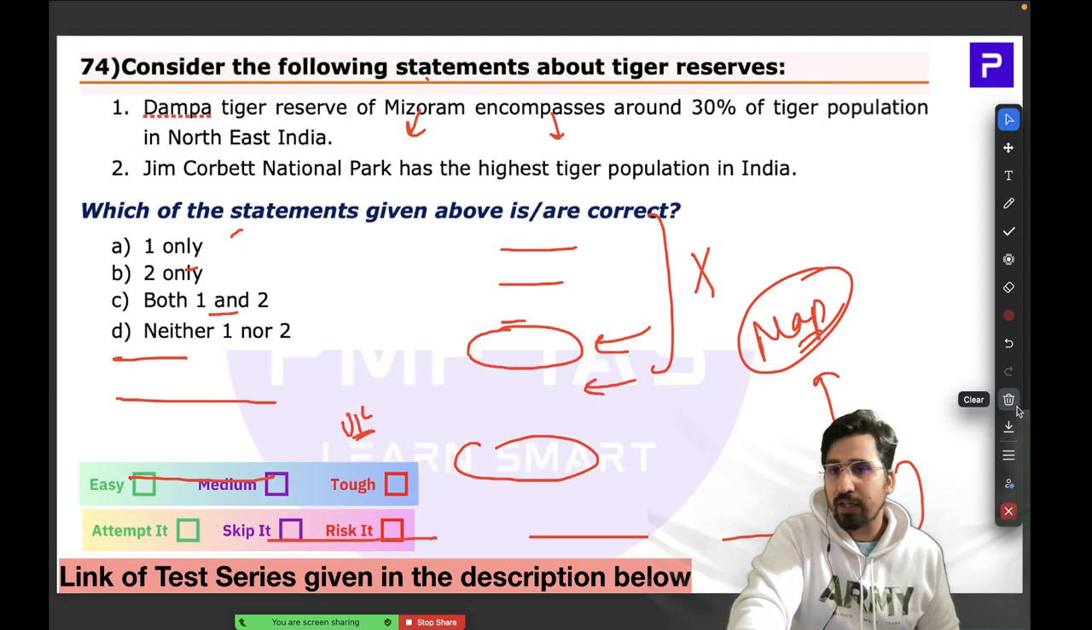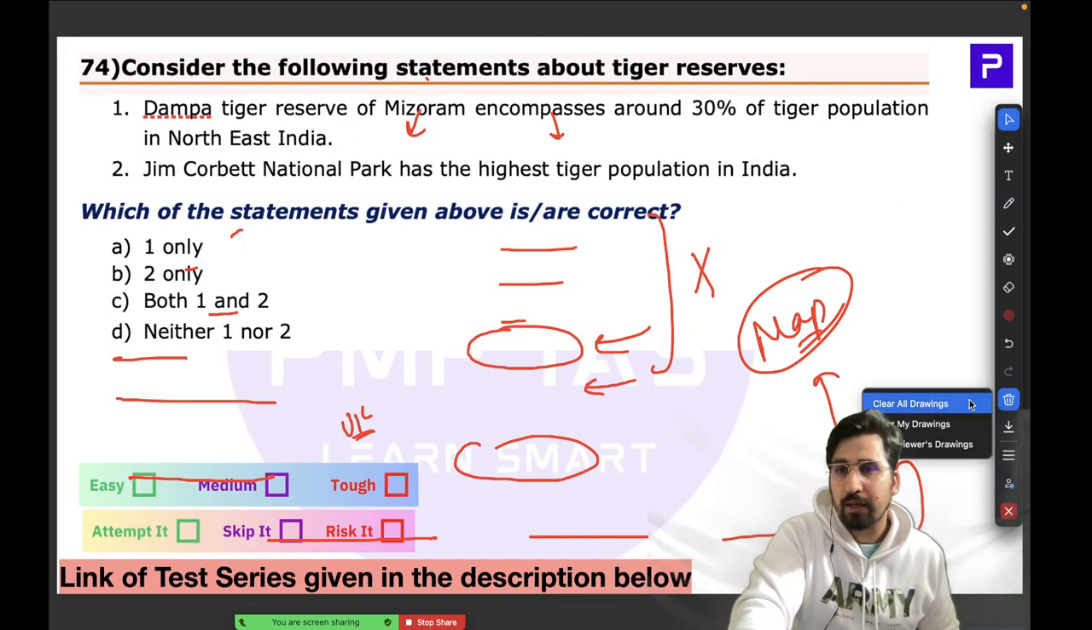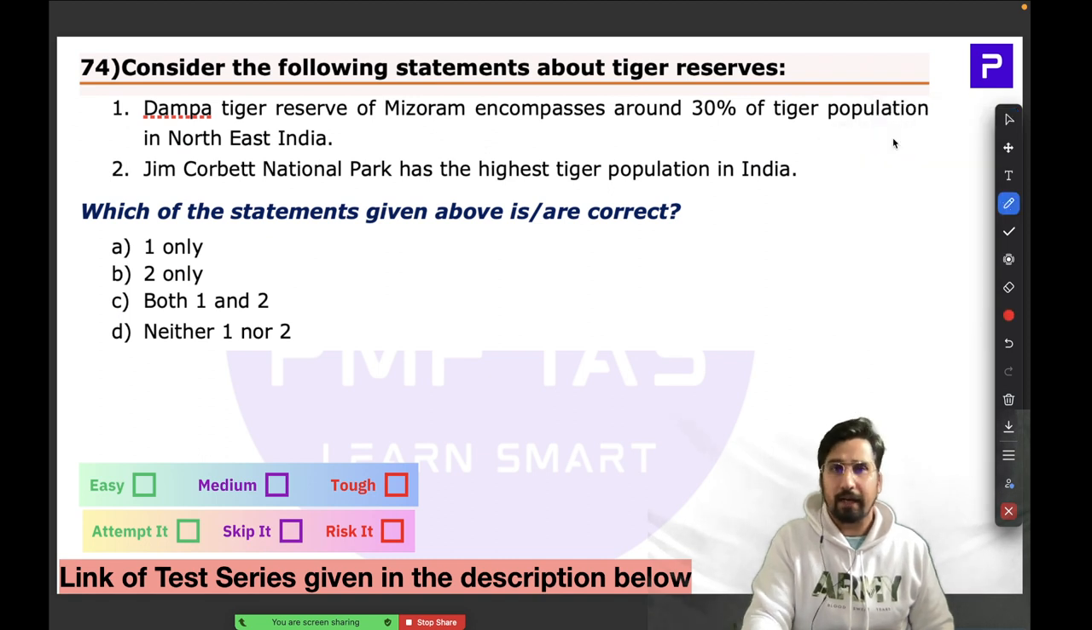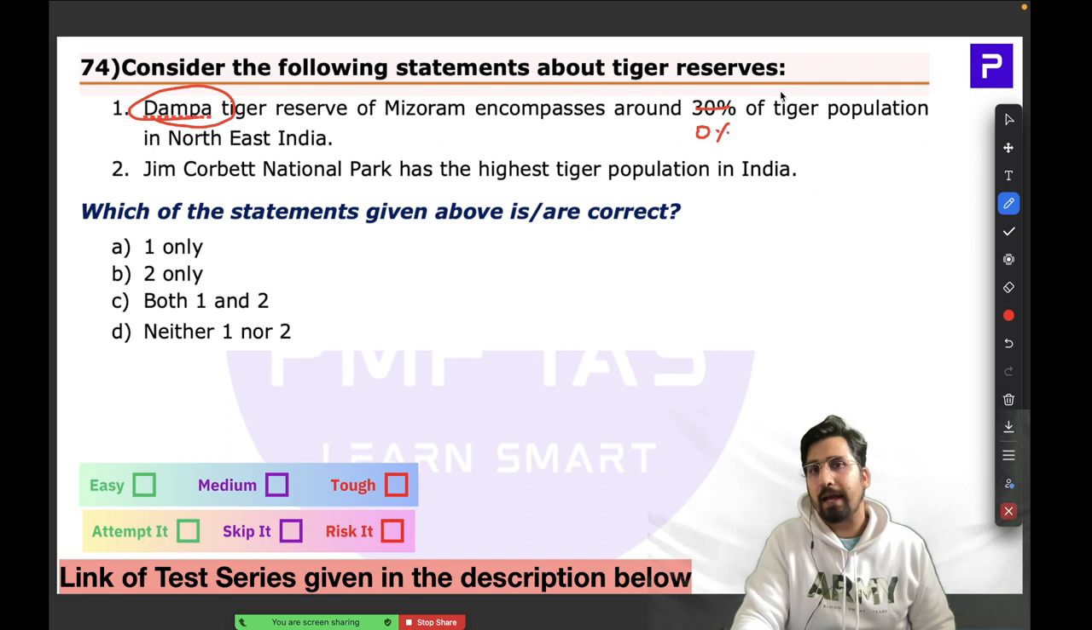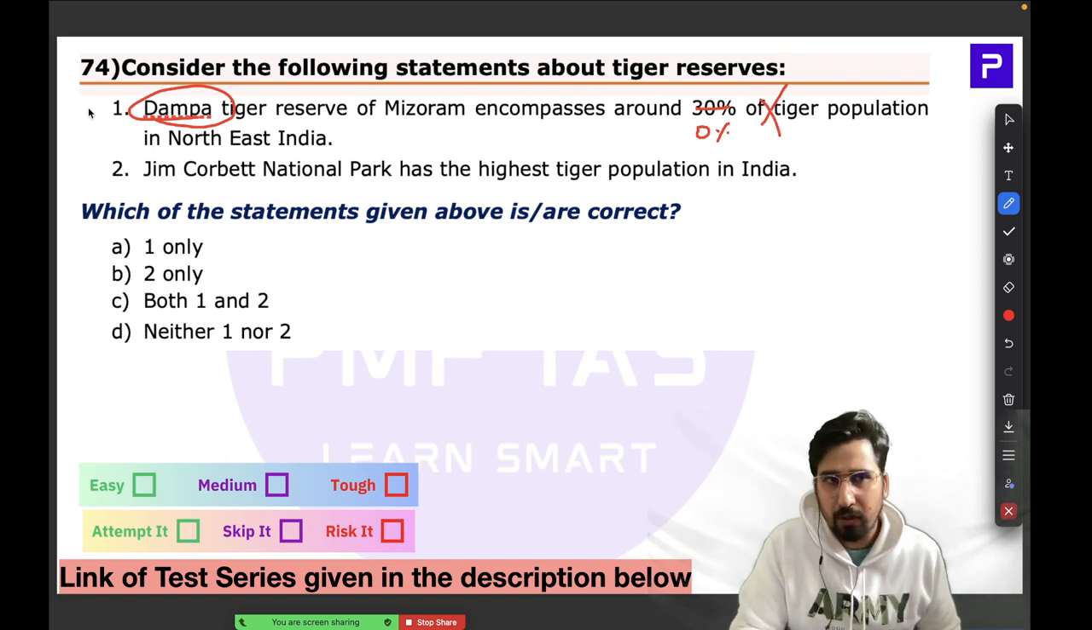If you look at the question again, the first statement is absolutely incorrect. Dampa Tiger Reserve has not 30%, it has absolutely no tiger at this moment. So yes, the first statement looks wrong. The second is correct.